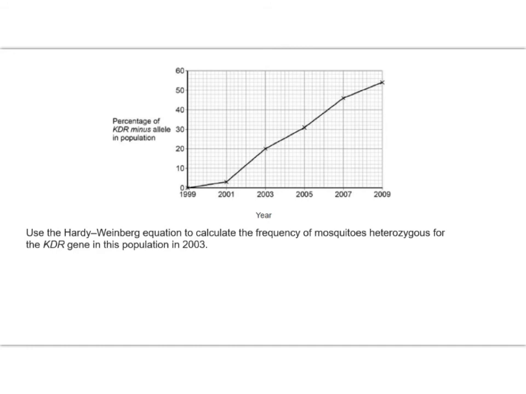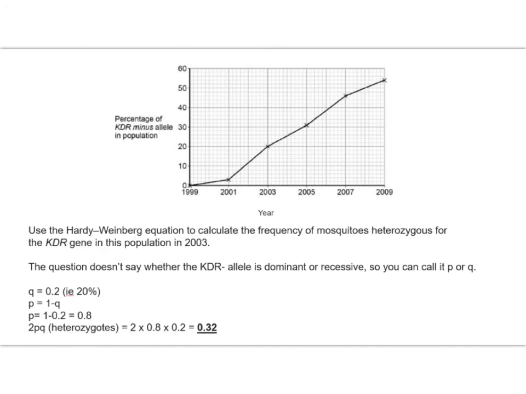Okay, so if you have a look at this question, and then pause the video and we'll go through it after. So you can see here, it doesn't actually matter whether the KDR minus allele was caused by a dominant or recessive allele for the question, because it's asking for the heterozygous individuals at the end. So this is the percentage of the allele. So this has to be p or q because it gives us a frequency of an allele.